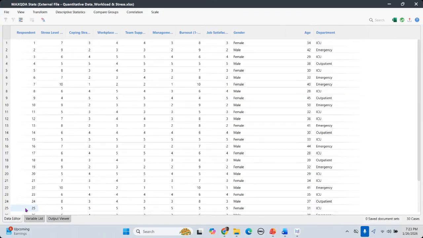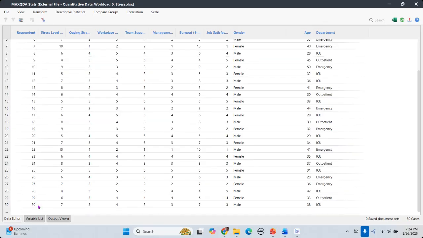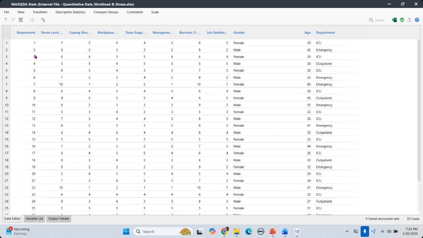Let's first understand the interface of the MAXQDA statistics ribbon bar. We have file, generally used for opening and saving files. Then view: the statistics window shows three windows: data editor, variable list, and output viewer. Look at the bottom of your screen, the data editor: this is the data, the number of respondents. We have 30 responses.